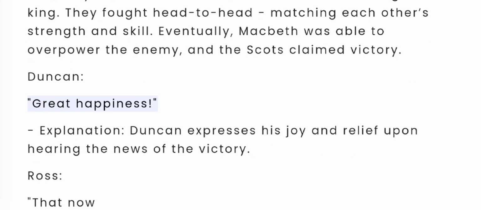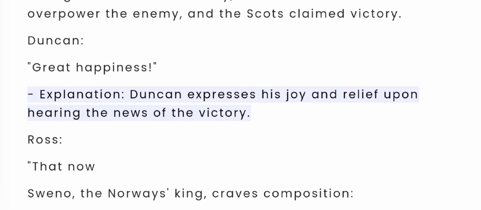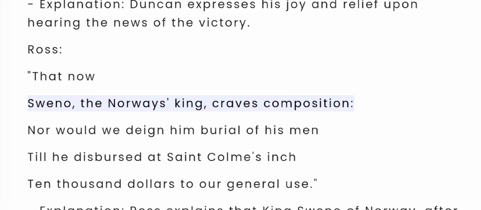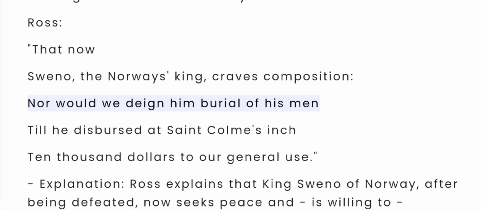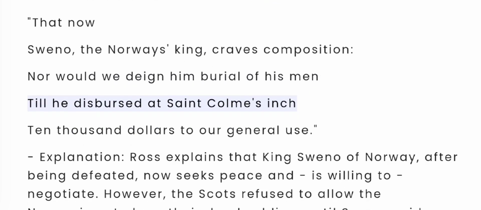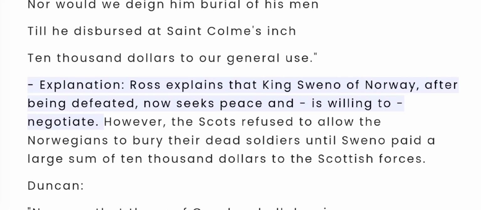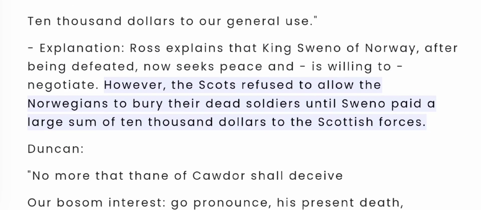Duncan: Great happiness. Explanation: Duncan expresses his joy and relief upon hearing the news of the victory. Ross: That now Sweno, the Norway's king, craves composition, nor would we deign him burial of his men, till he disbursed at St. Colme's Inch $10,000 to our general use. Explanation: Ross explains that King Sweno of Norway, after being defeated, now seeks peace and is willing to negotiate. However, the Scots refused to allow the Norwegians to bury their dead soldiers until Sweno paid a large sum of $10,000 to the Scottish forces.